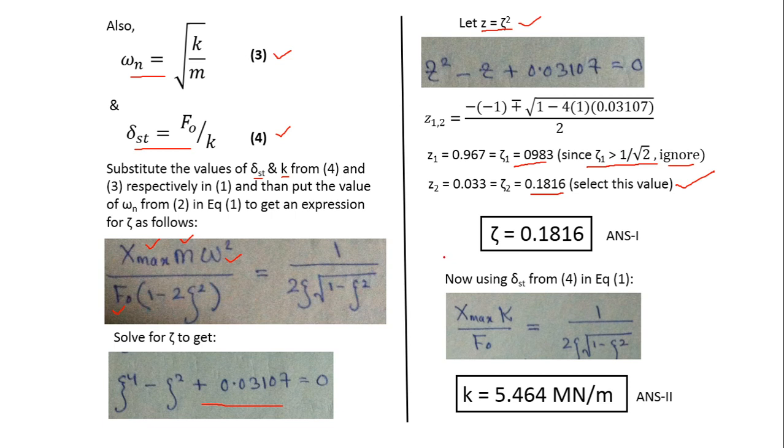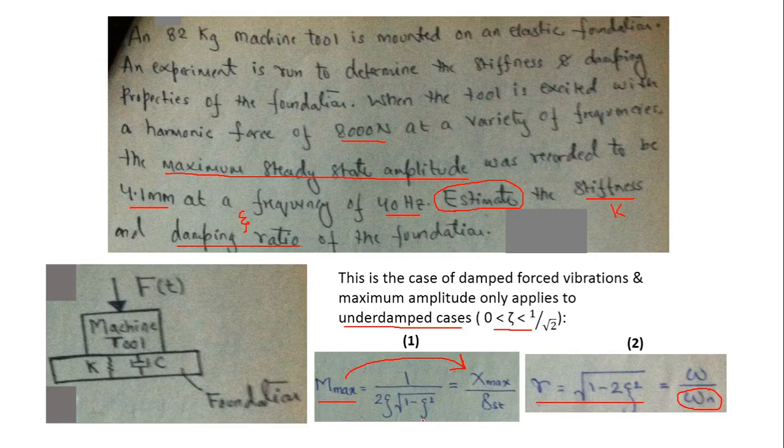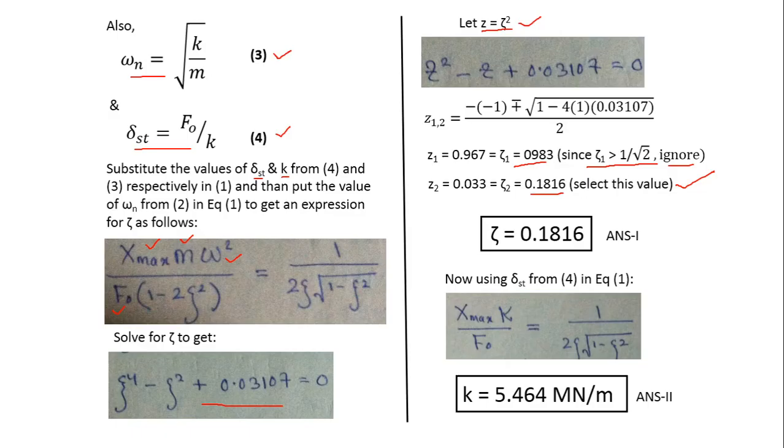So again, since we already know this value of zeta, 0.1816, we can go back to equation number 1. We know this value of zeta now, so we can substitute delta st as f naught upon k and calculate the value of k from this equation 1. So using delta st from 4 in equation 1, we can find the value of the second unknown of our problem, that is k. Putting all the values here and solving for k gives us 5.464 meganewton per meter. So this is our answer number 2.